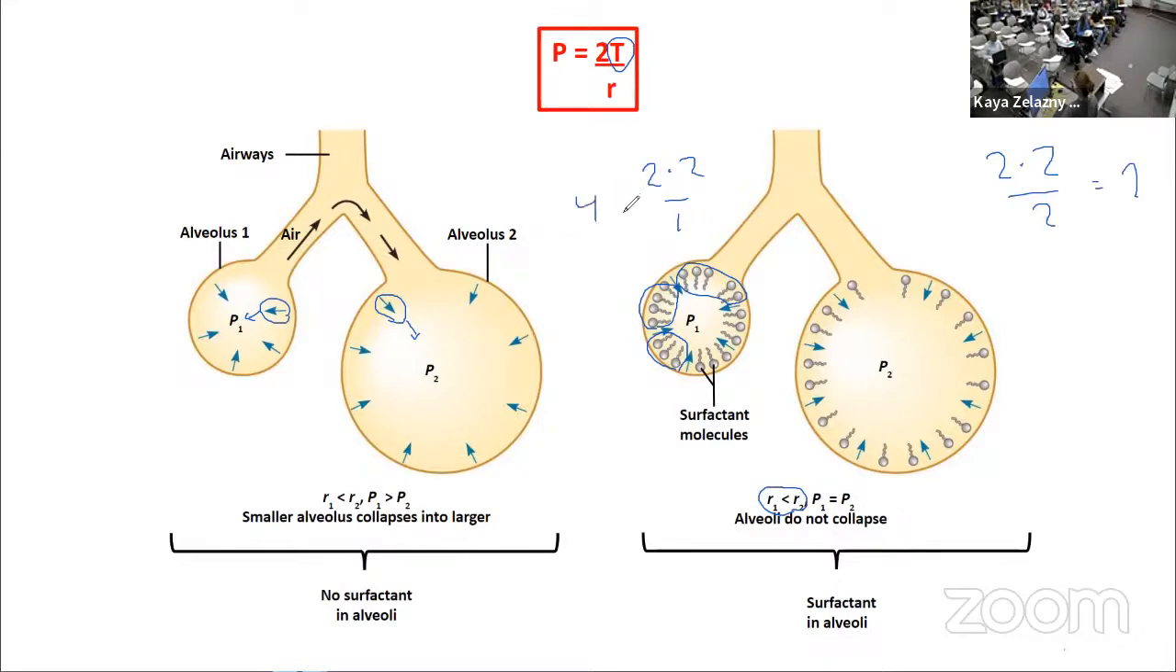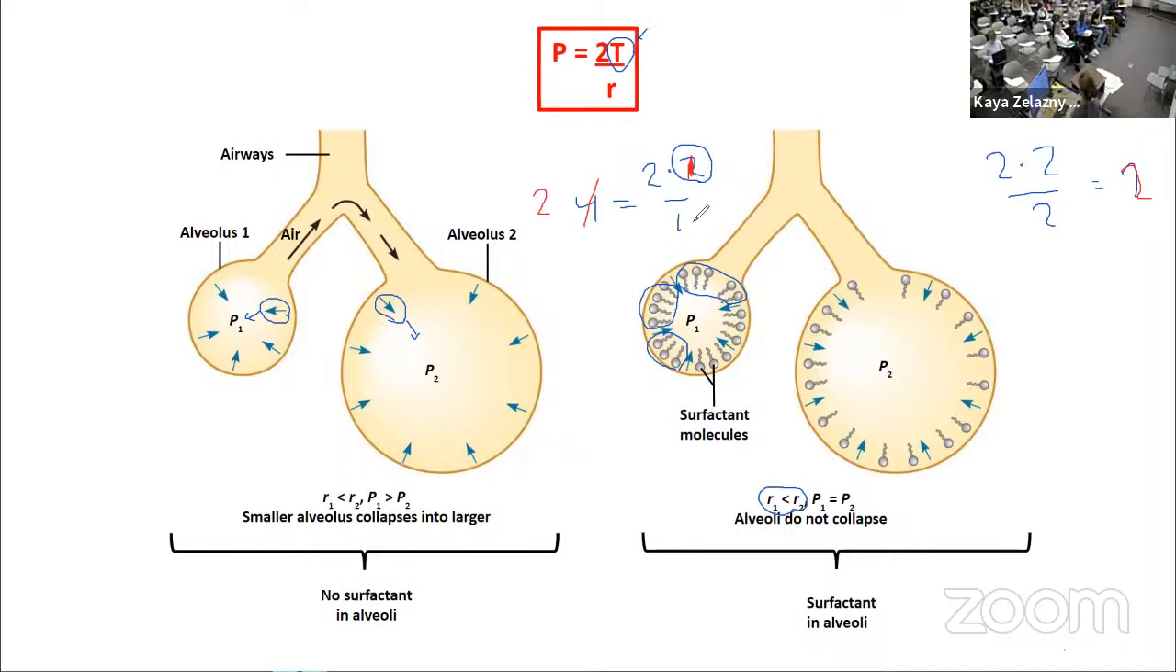Verse 4. Okay, so we can change the second number. We can change this tension, right? If we lower the tension here on our smaller alveolus, so let's say we change that to a 1, right? So lower the tension. Now we can have the same pressure, even though we have a different radius.